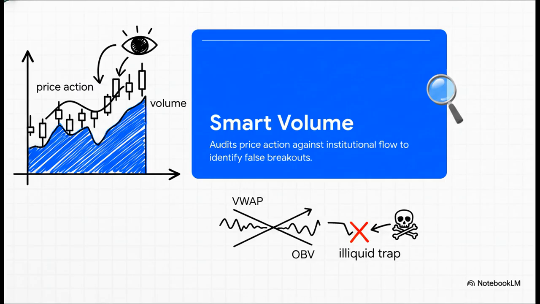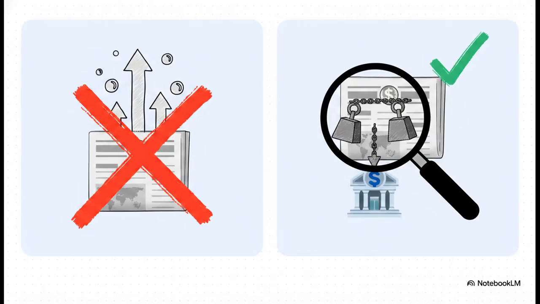So, for example, if the price pumps to a new high, but the volume is actually marking a lower high, boom, the system immediately flags it as an illiquid trap, basically a fake breakout with zero real institutional backing. This auditing process prevents one of the absolute most fatal mistakes in trading: operating purely on macro narratives.